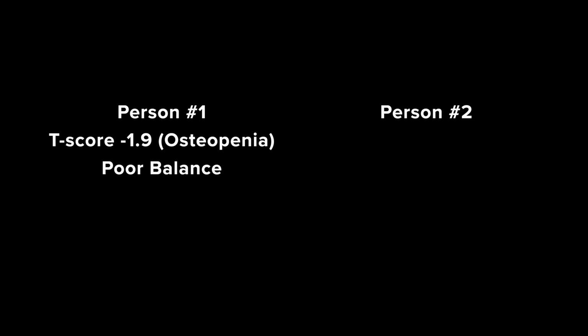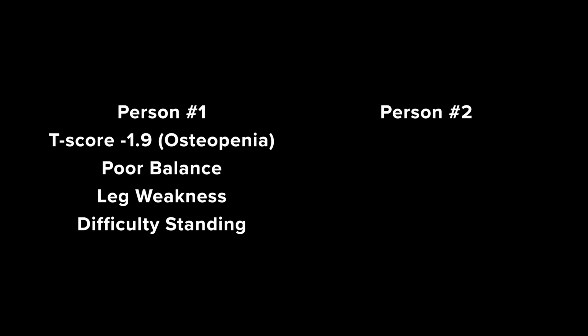Okay, let's say we have two people who are the same age. Person number one has a T-score of -1.9, which by definition is osteopenia. This person has poor balance, fear of falling, weakness in their legs, difficulty standing up from a chair, and is not engaged in an exercise program.